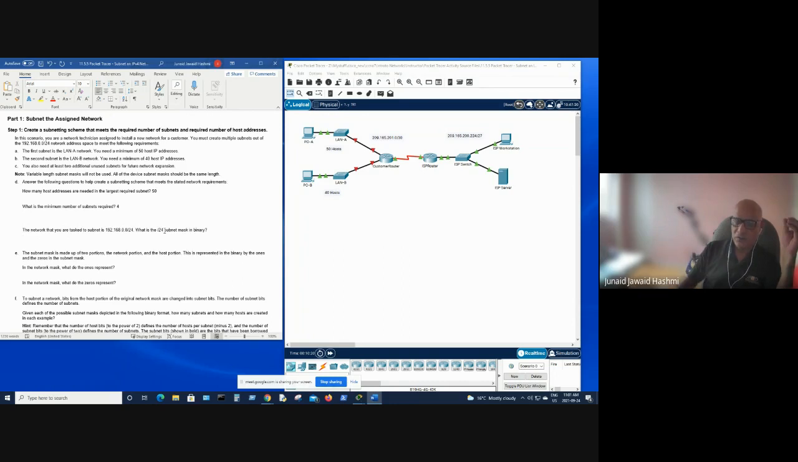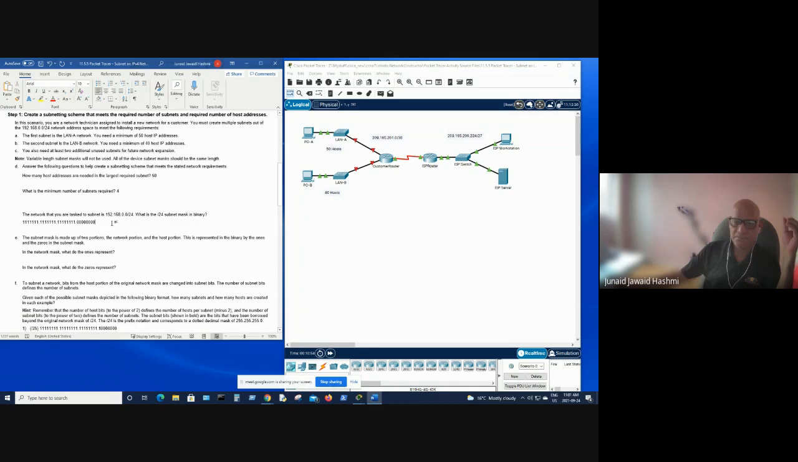Okay, so 192 is 11000000, and so on, 1 2 3 4 5 6 7 8, and the last octet would be all zeros, 1 2 3 4 5 6 7 8. Okay, this is the easy part.